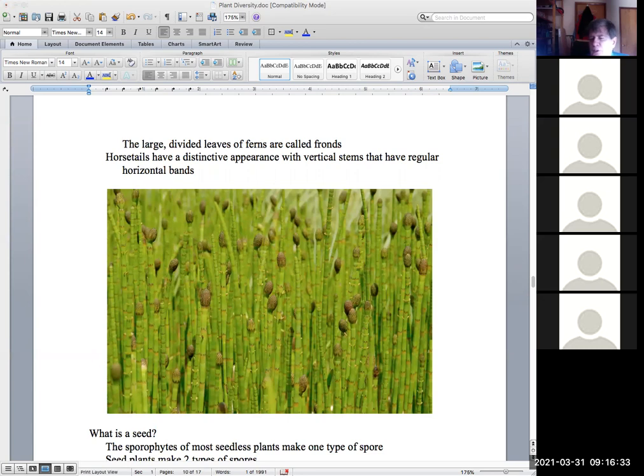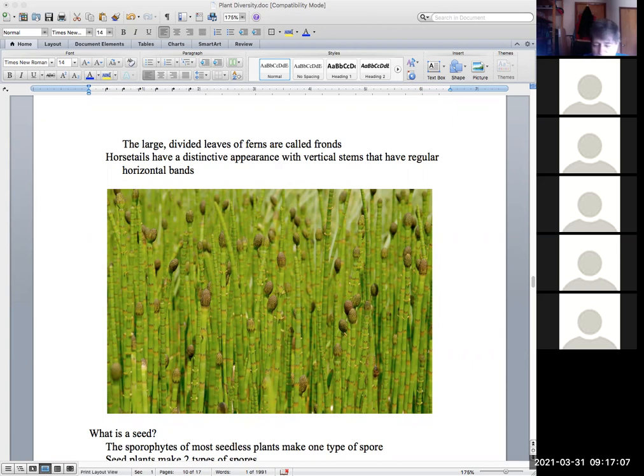Now, these three groups, the non-vascular and the vascular seedless plants, were all more prominent in the past. And part of the reason that they were more prominent in the past is because if we look at the vascular plants that make seeds, they have a more efficient reproductive system. They can basically out-reproduce the seedless vascular plants.